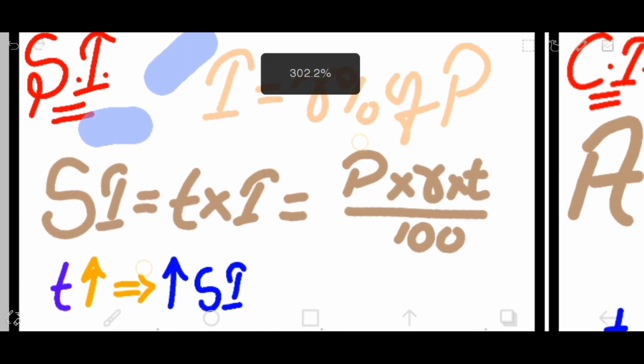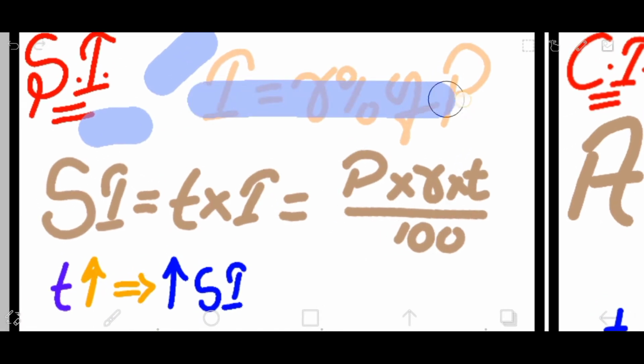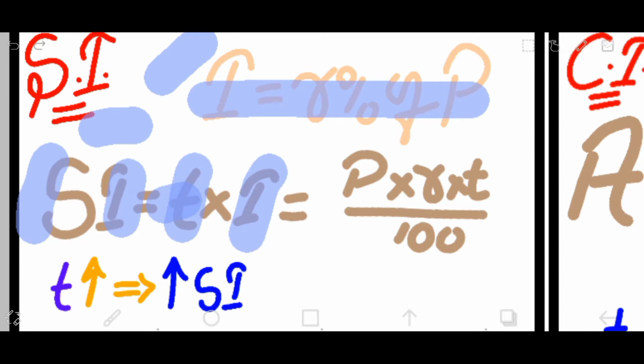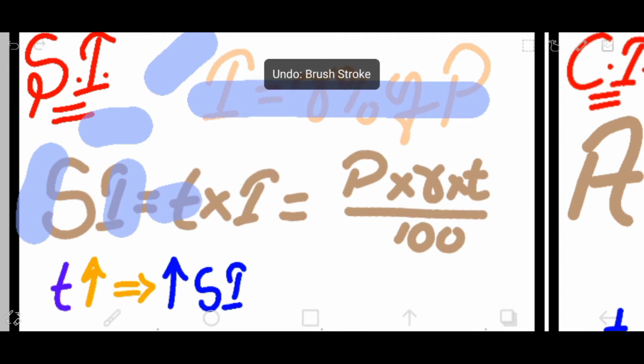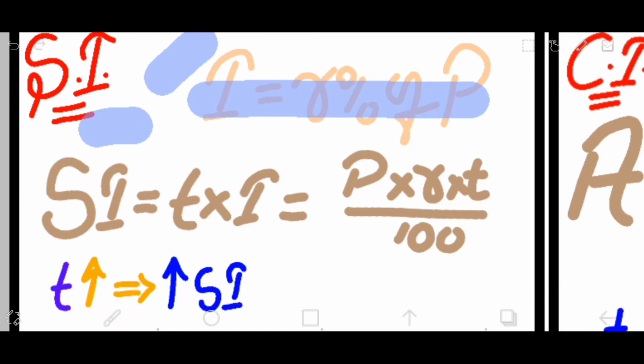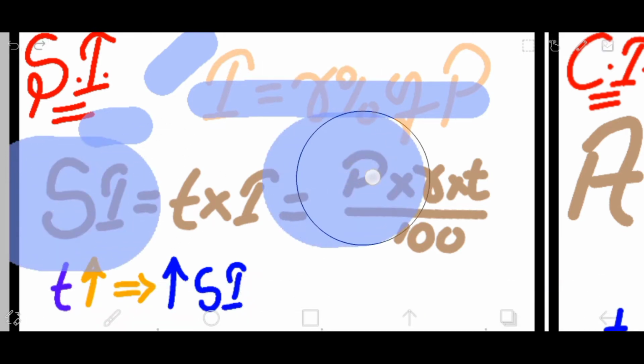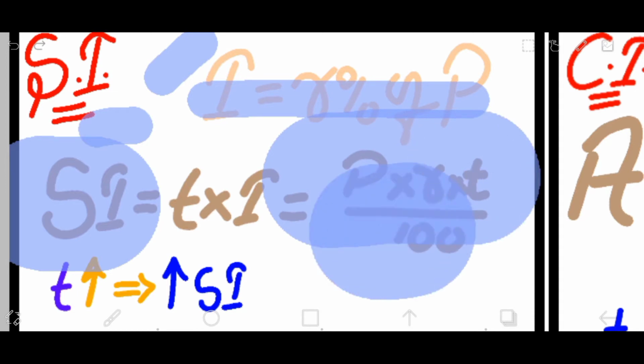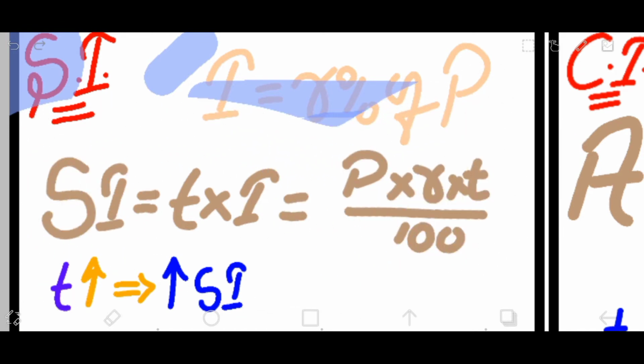Got it? So if we know what I is, now we can move on: SI equals time into the interest. I hope you're getting my point. I'm trying to convey that simple interest equals time into the interest. That's simple interest equals P into R into T by 100. That's PRT by 100, as we have read in the earlier classes.